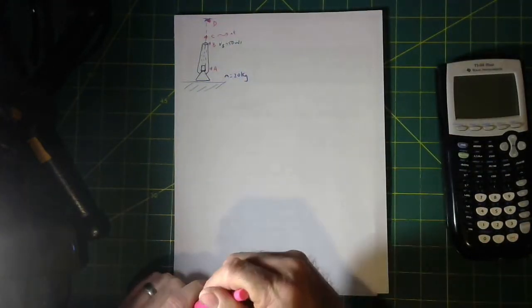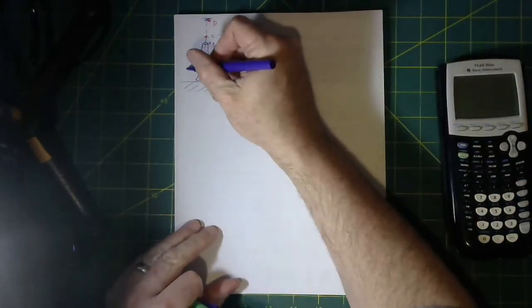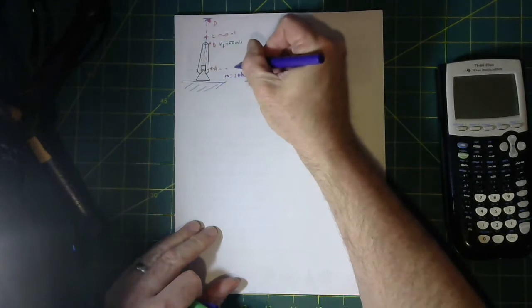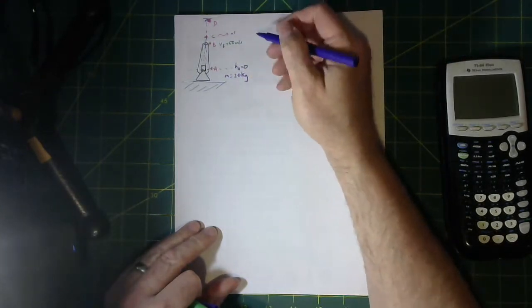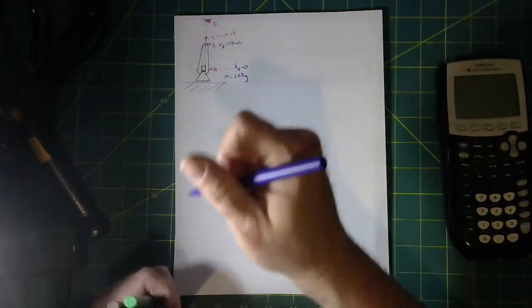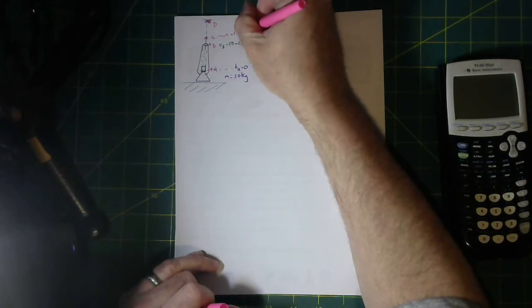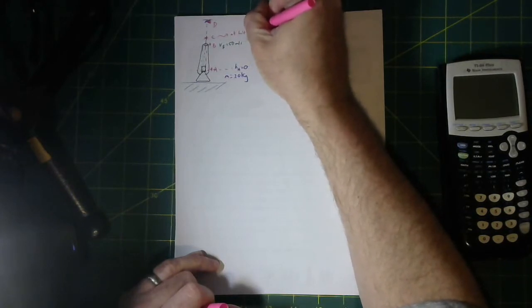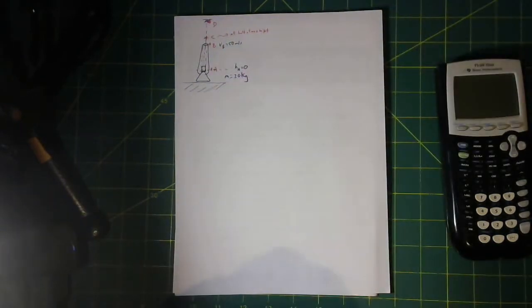So right away, I'm going to go ahead and mark here at A. I'm going to say the height at A is 0. And then this is at half height, half max height.